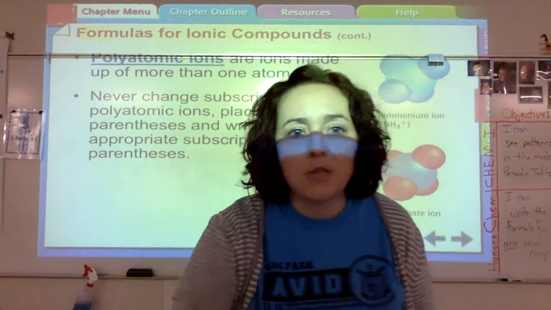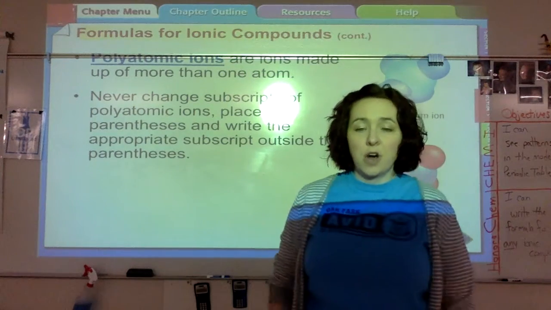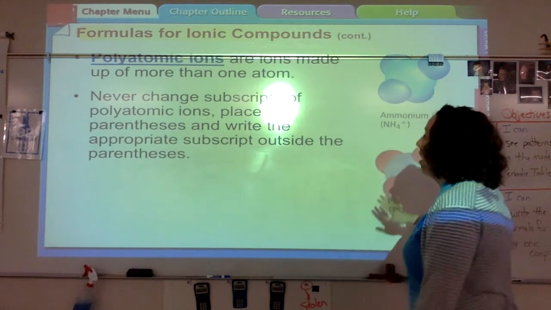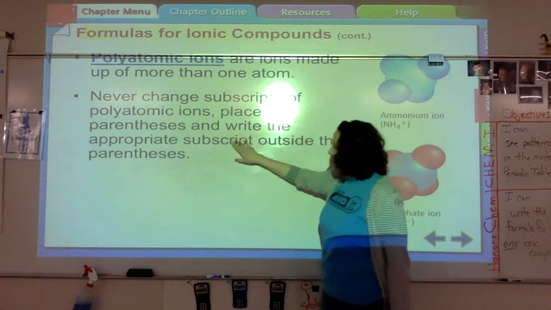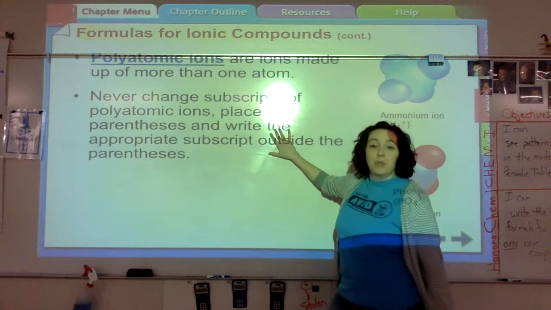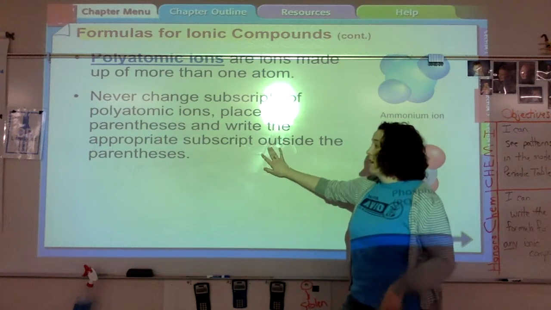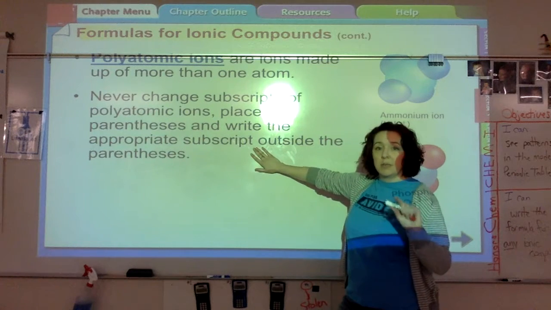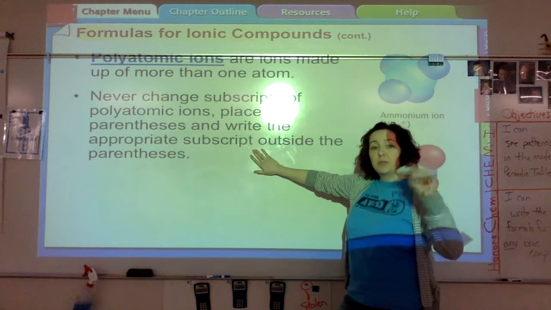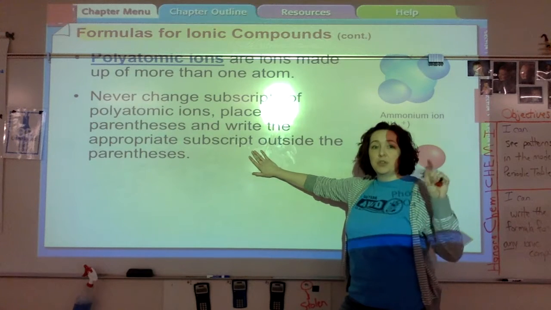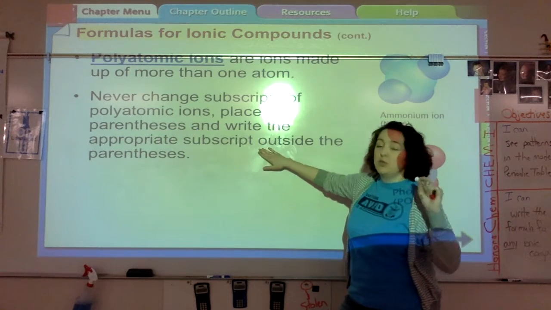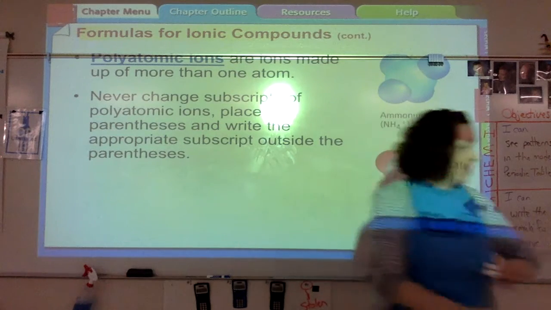Okay, final section is we are going to write formulas for ionic compounds that contain polyatomic ions. So a polyatomic ion is an ion made up of more than one atom. They're on the back of your periodic table. You never change the subscripts, the low numbers, in a polyatomic ion. You put it in parentheses and put the charge on the outside, but you never change the subscripts. Okay?